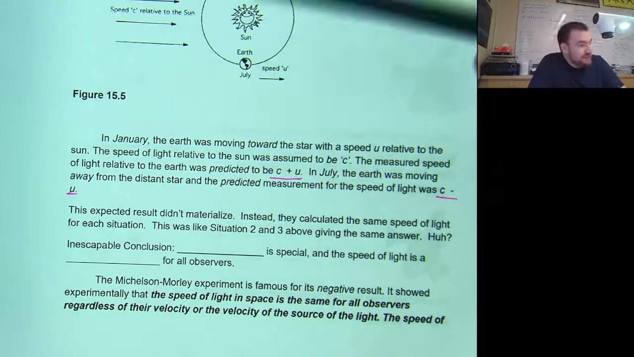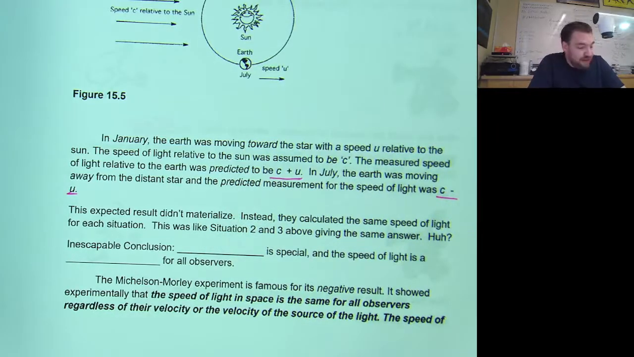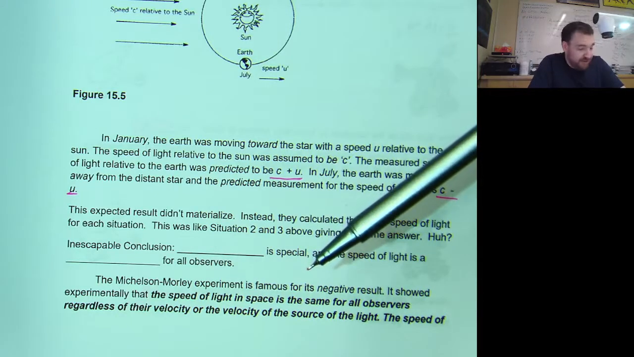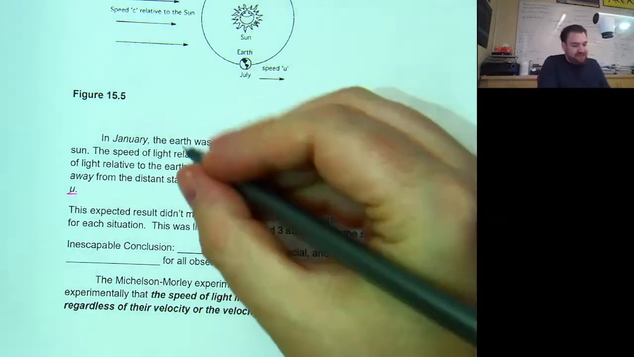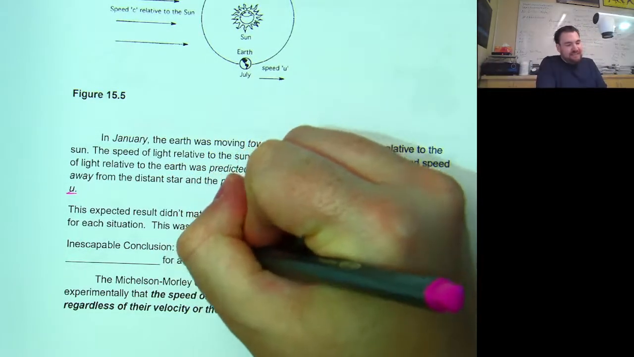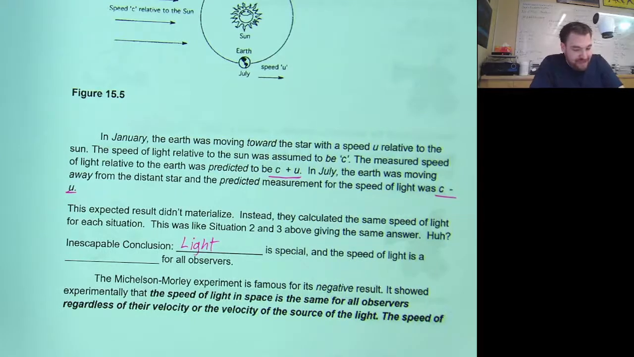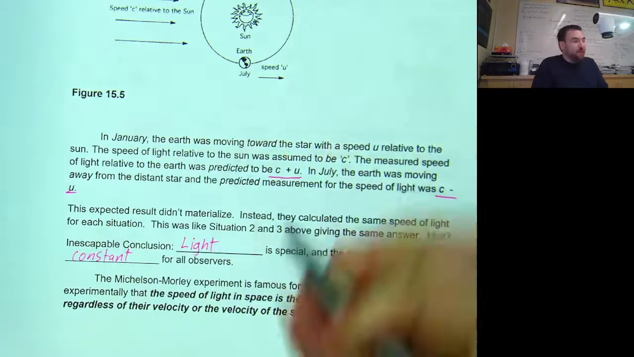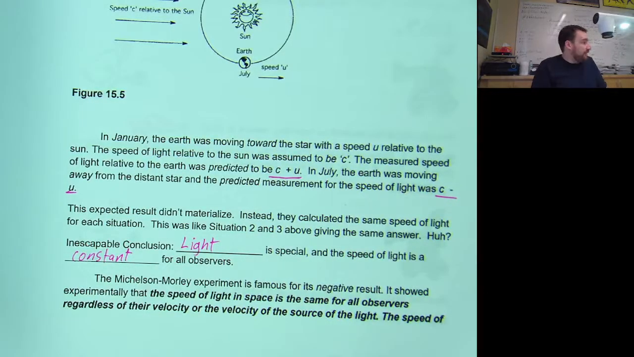So there is now an inescapable conclusion, and people railed against this experiment for years. Einstein hated this experiment for a long time. The inescapable conclusion is this: that light is somehow special, and that the speed of light is constant for all observers. It doesn't matter if you're the one catching the light, or the one shooting the light, or the one watching the light being shot from the side. Doesn't matter what's going on, light is moving at some constant speed, c, for all observers.